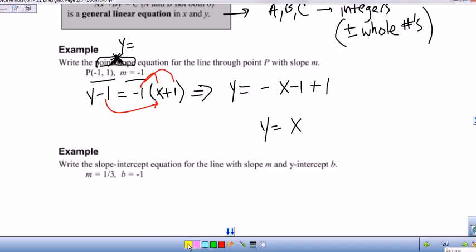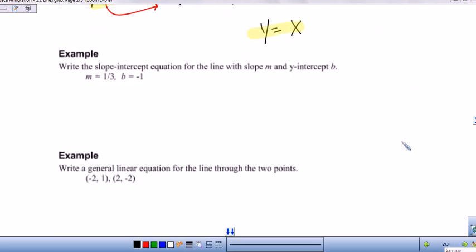Okay, so either answer, I believe, would be correct, but since it technically said point slope up here, this is the point slope form. Okay, just be familiar with putting it in any form that I want.